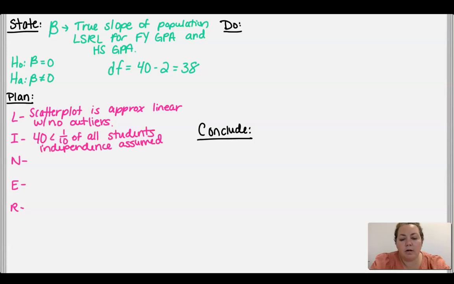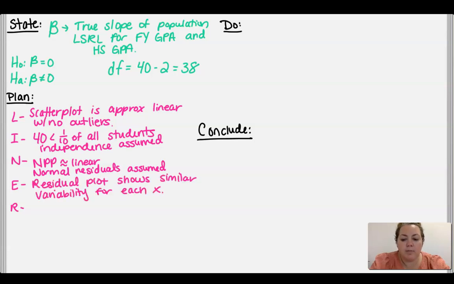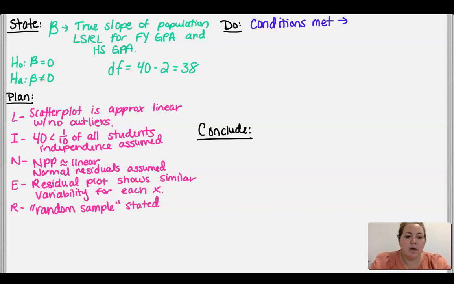I is independent. We're going to check the 10% condition. 40 is less than 1/10 of all students, so independence is assumed. N is normal. A normal probability plot is approximately linear, so normal residuals are assumed. E is equal variance. The residual plot shows similar variability for each x value, and then R is random. Random sample was stated. All right, so my conditions were met, and I'm going to be doing a linear regression t-test.